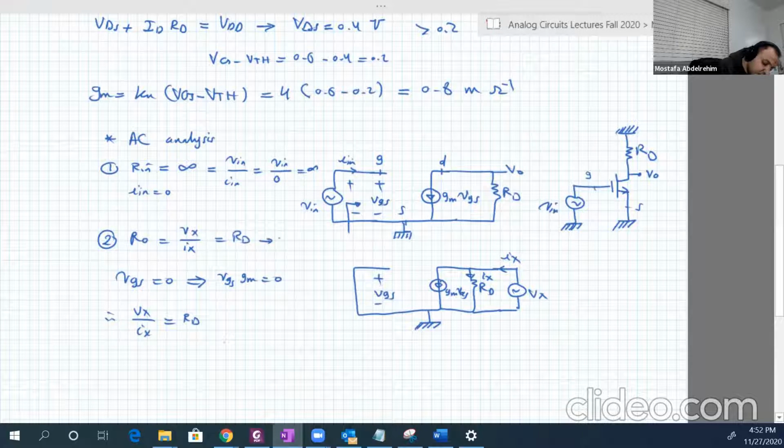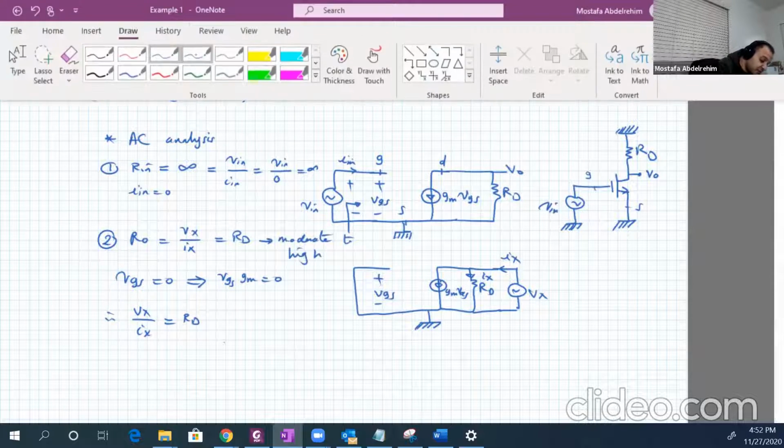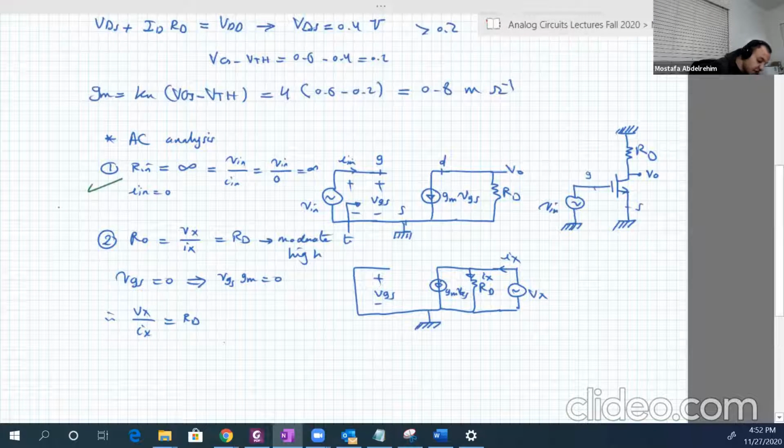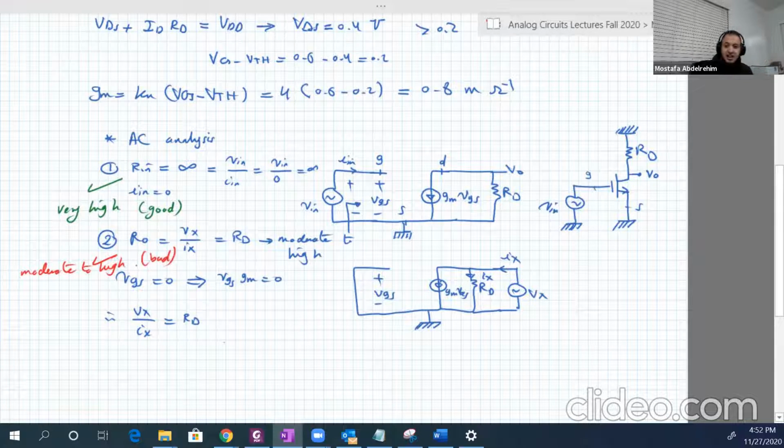And this is moderate to high. So till this moment, this is an advantage because it's very high, which is good. But this is not an advantage: moderate to high, this is bad. And in here, the MOSFET is similar to the BJT, or common source is similar to common emitter. Both have moderate to high output resistance, which is bad.